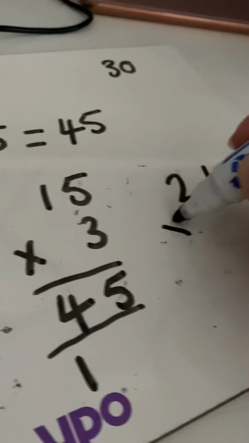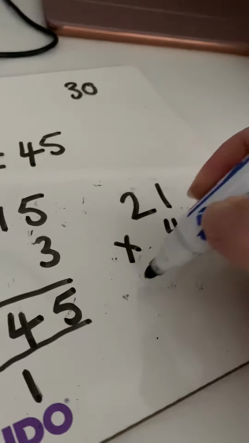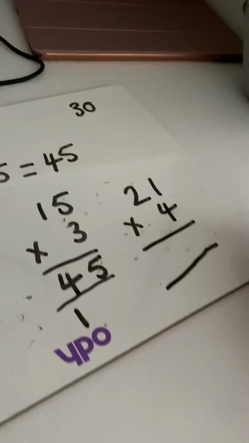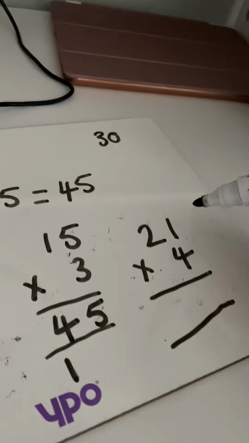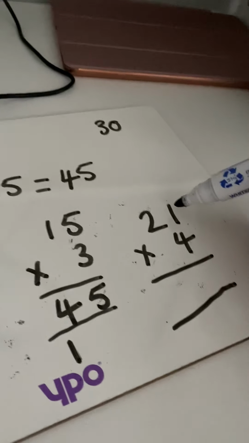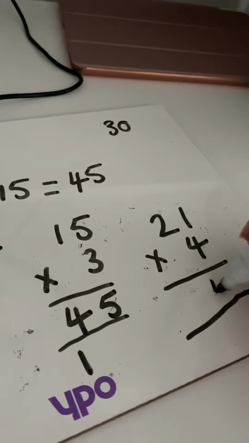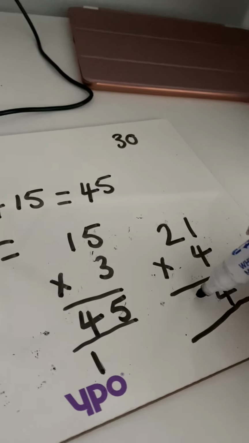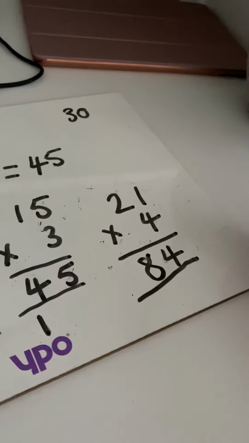21 times 4. Look how I'm using my whiteboard for my working out. You can use your books for this. I'd love to see you working out. I'm going to start with 1 times 4, which is 4, and then 2 times 4, which is 8. 84. Wow.